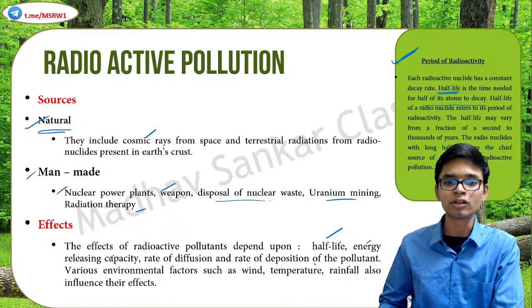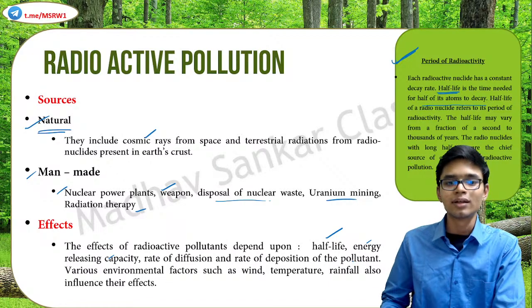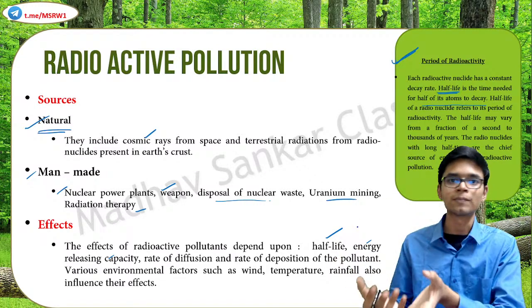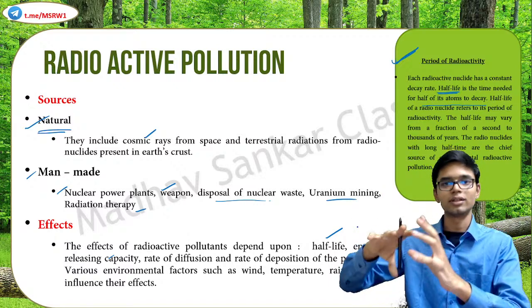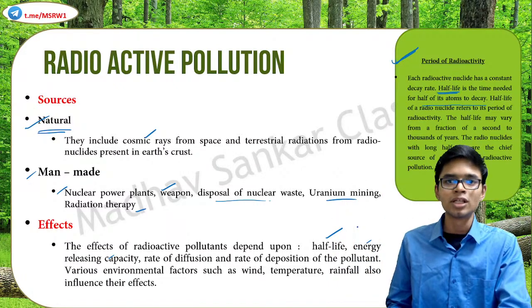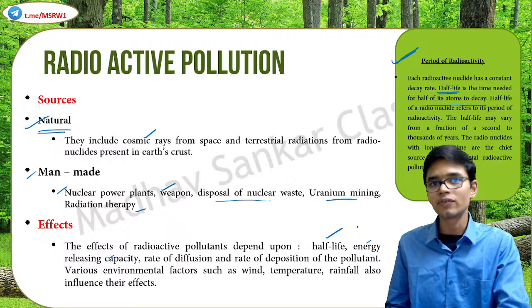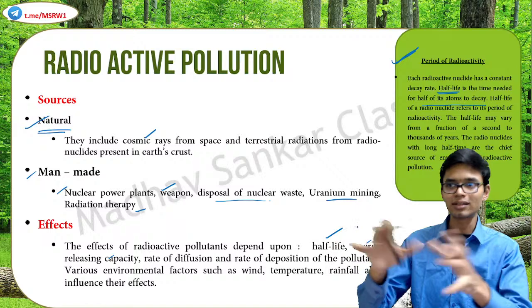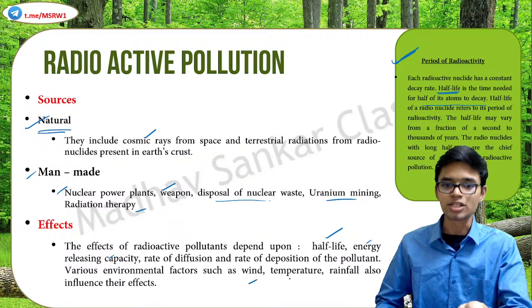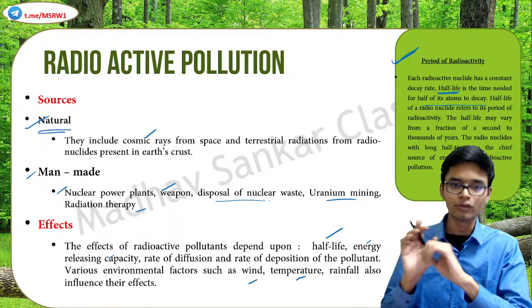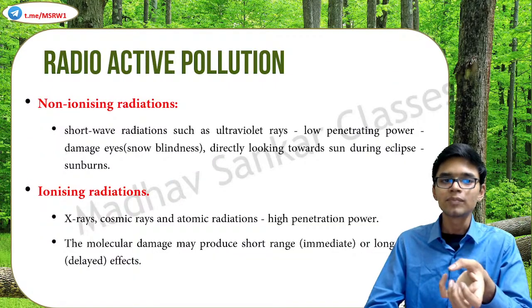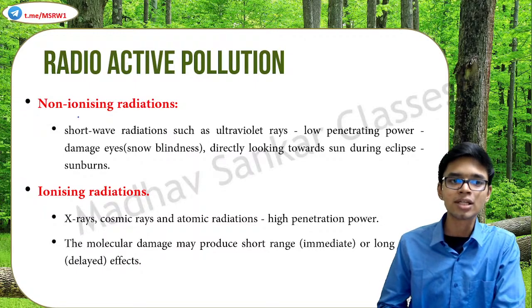Then there is the rate of diffusion and rate of deposition of the pollutant. If it dissolves fast, or if the rate of deposition is very high, the pollution also changes accordingly. So based on all these factors, the effects of radioactive pollution keep on changing. And not just these, other environmental factors such as wind, temperature, and rainfall can influence how much radiation pollution happens.